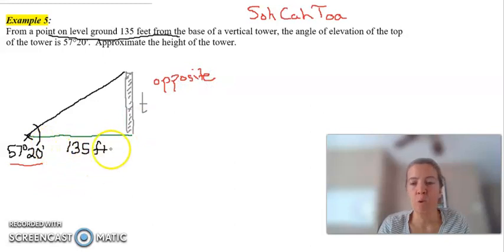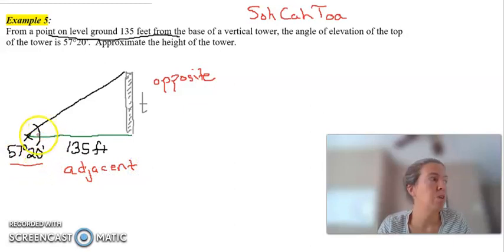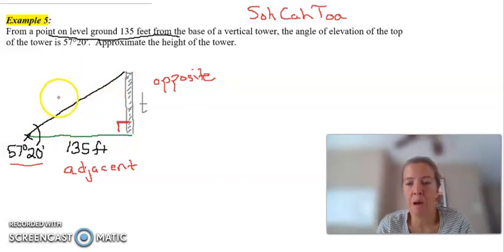And we're given this horizontal distance here to the base of the tower. So that's the adjacent side to that 57 degree, 20 minute angle. The dog might bark, his ears perked up, so hopefully not. But the hypotenuse will be the side that's opposite of the right angle, and that's the distance from the observer down here to the top of the tower. That's not involved in this problem at all, so we don't really need to involve the hypotenuse.